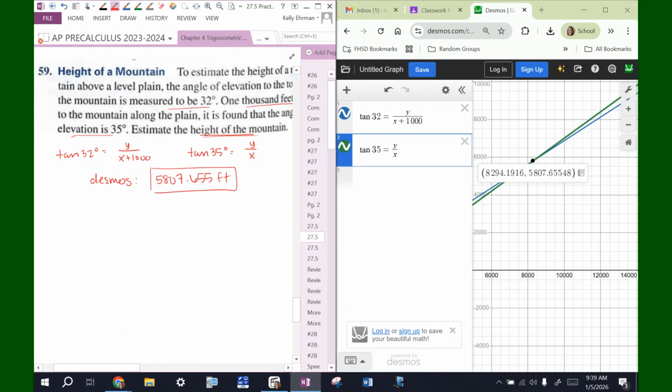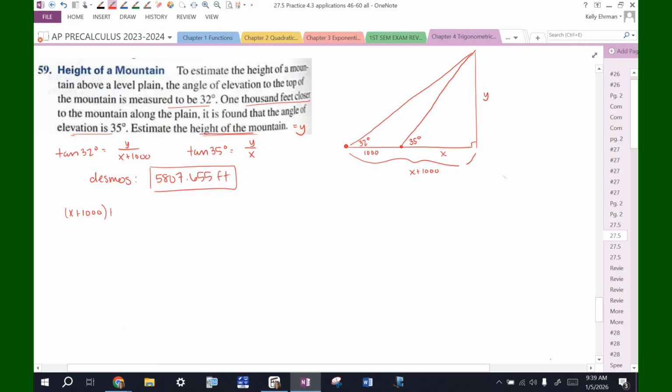What if I try doing things algebraically? Well, I want y, so I'm going to solve for x and see what happens. So it would be x plus 1,000 times the tangent of 32 equals y, and x times the tangent of 35 equals y. I want to get rid of the x. I want to solve both for x so I can keep y in the equation. So I'm going to say x plus 1,000 equals y divided by the tangent of 32. That means that x equals y divided by the tangent of 32 minus 1,000. Over here, x is just y divided by the tangent of 35.